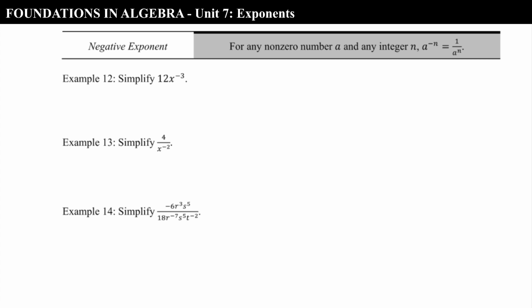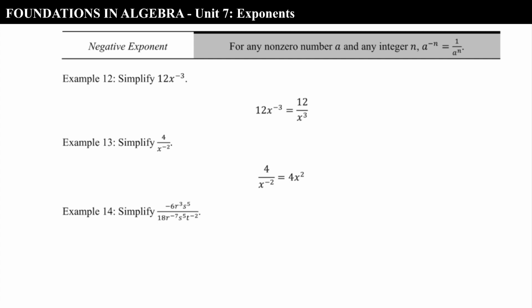We're going to simplify 12x to the negative third. Well, we know because it is a negative exponent, we're going to take it down to the denominator. And that's it. That's all there is to it. For example 13, we've got that x to the negative 2 in the bottom. Since it's already in the bottom, if we move it to the top, that's what we end up doing, 4x squared. So example 14, we're going to put together some of our rules and see what we can get.